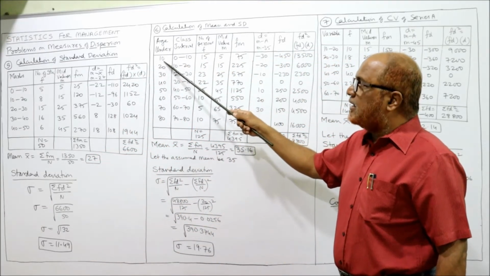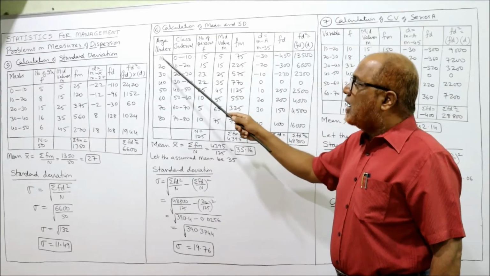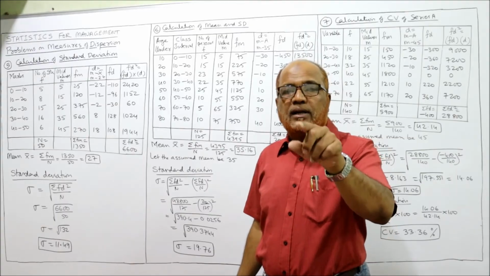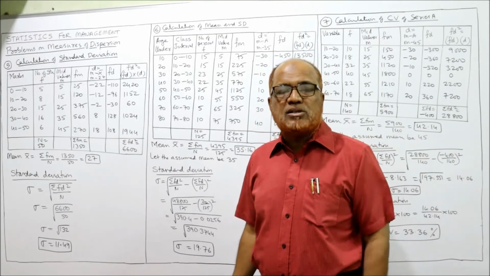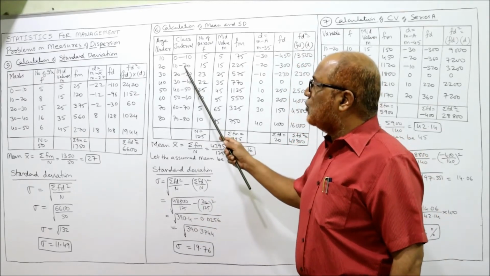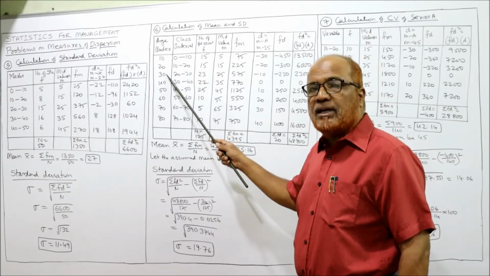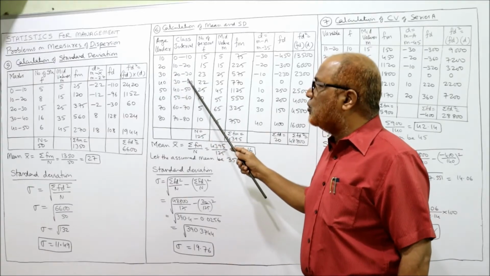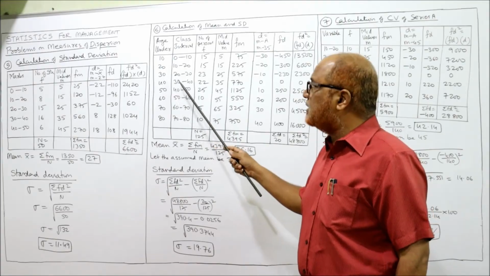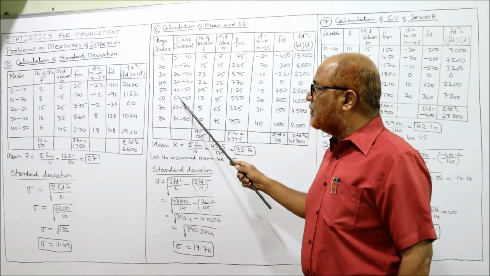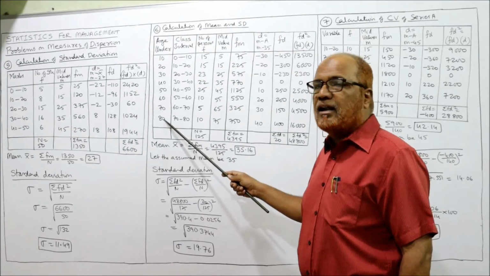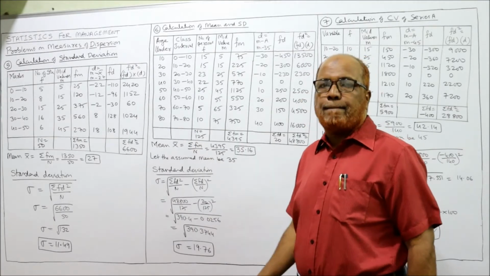Age under 10 means 0 to 10. Under 20 means 0 to 20, but we don't require 0 to 20. We require 10 to 20. So we are converting. So 10 to 20. Under 30 means 0 to 30. We don't require that. We want 20 to 30. Under 40 means 0 to 40. But we require 30 to 40. Like that 40 to 50, 50 to 60, 60 to 70. Lastly, under 80. Under 80 means 70 to 80 we will take.